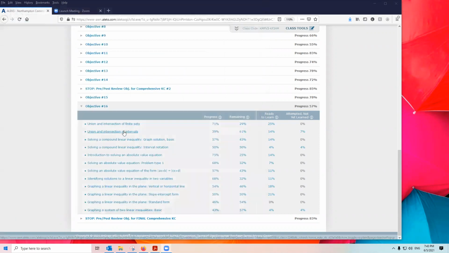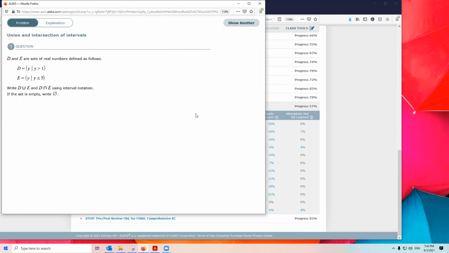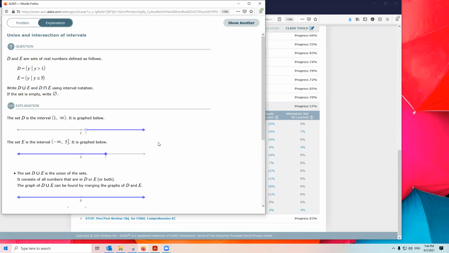All right, let's do another example of looking at intervals. What they want me to do is write out the union. So here's the union symbol. And here's the intersection symbol. But they want me to write this out using interval notation. Now, a good way to think about this is doing this graphically on the number line. So let me come here to the explanation so we can take a look at the number line.